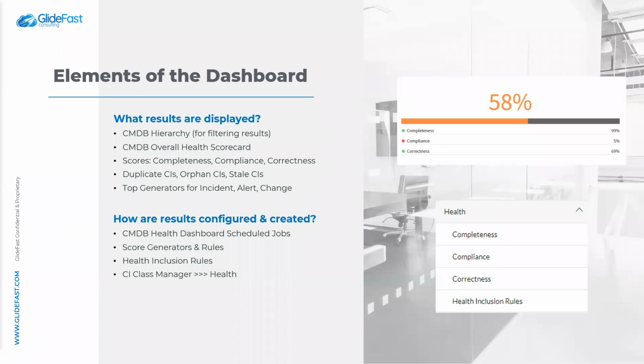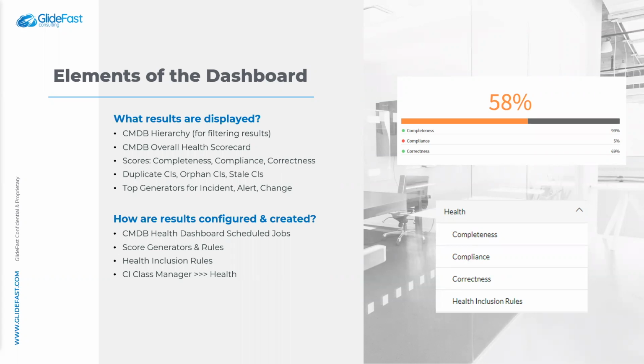And then there's top generators for incident, alert, and change. And that sounds just like what you think it might sound like. It's basically a list view of your CIs, your top offenders, who creates the most incidents, what CIs create the most incidents, alerts, and changes. The alerts, just a note, that's for event management. So out of the box, you're going to see that that's blank until you turn that on. And then you would have to have alerts configured and everything set up there to make sure that that's actually pulling in data. So there's several different ways that results are configured and created. Just a high level overview here. I talked about the health dashboard scheduled jobs a little bit.